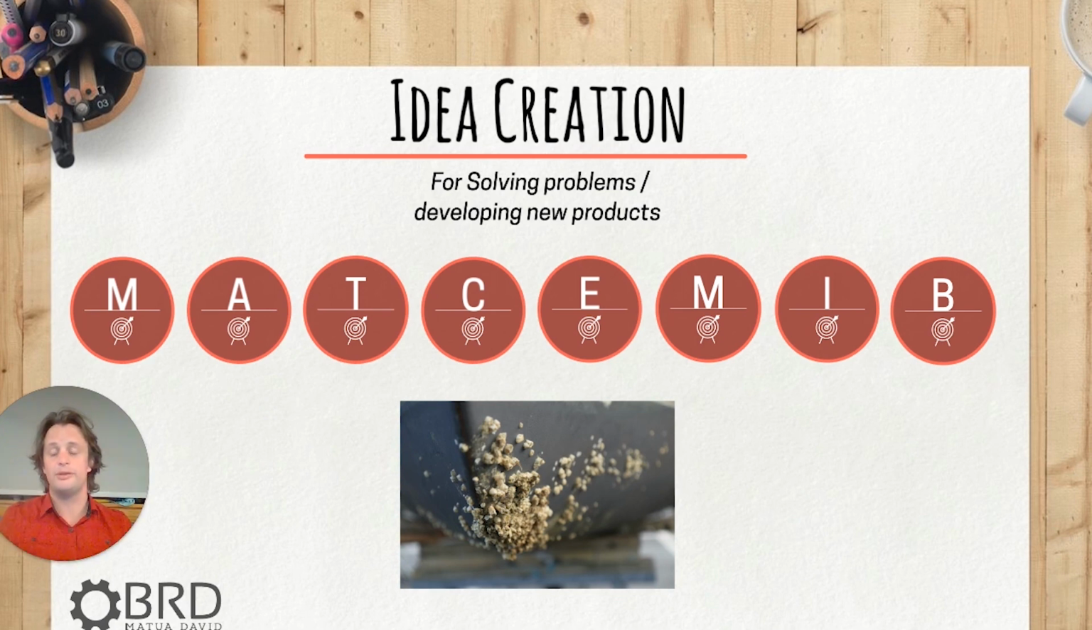It's a method of being able to look down at a problem and say, could I solve it using this thing out here? Could I solve it using this thing out here? Could I solve it using something that I often overlook and forget? It's a great way of breaking things down. All right. So now that you've got a little bit of an understanding of what MATCEMIB is, take it away, go and use it to create some cool ideas.